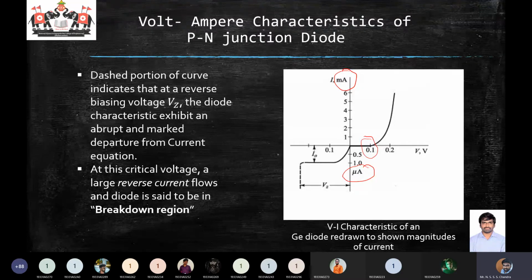Only after crossing that small voltage is the current going to increase. Initially the current is very low. In this region, your current is very small. Only after crossing a small voltage does the current start to increase in an incremental fashion.